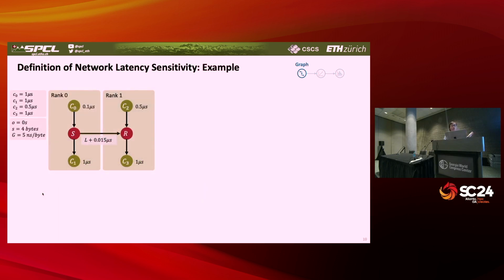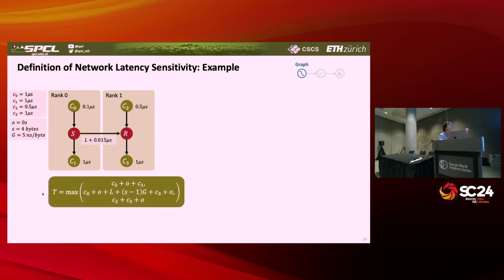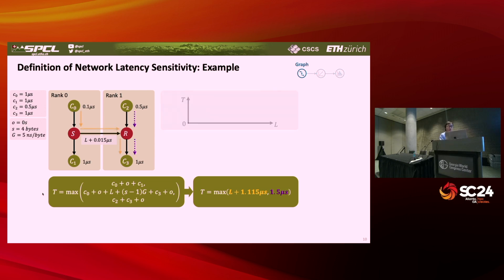So what we can do is substitute the computations and different LogGPS parameters' actual values into this big expression. And what we're going to end up with, after simplifying, what remains in these parentheses will be the cost of 2 of the paths, right? So it's going to be the orange path and this purple path. So now if we plot the runtime of the application against L, we can see that the result is going to be a piecewise function. The solid part is going to be the actual results.